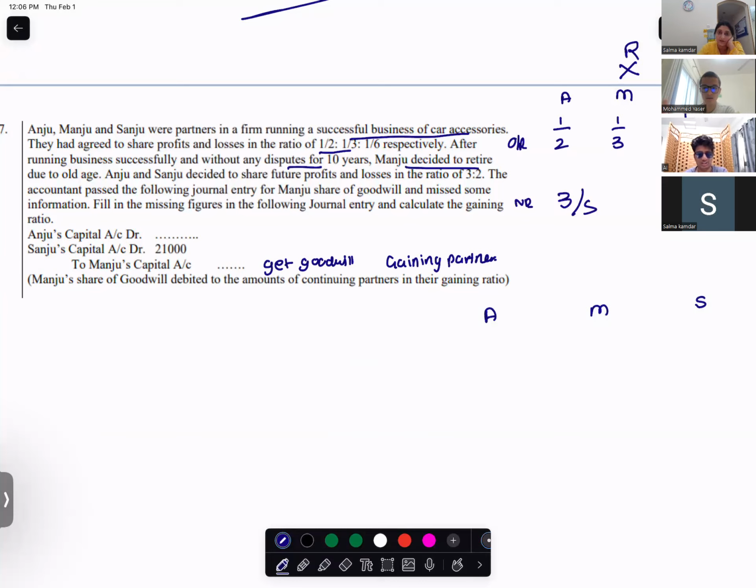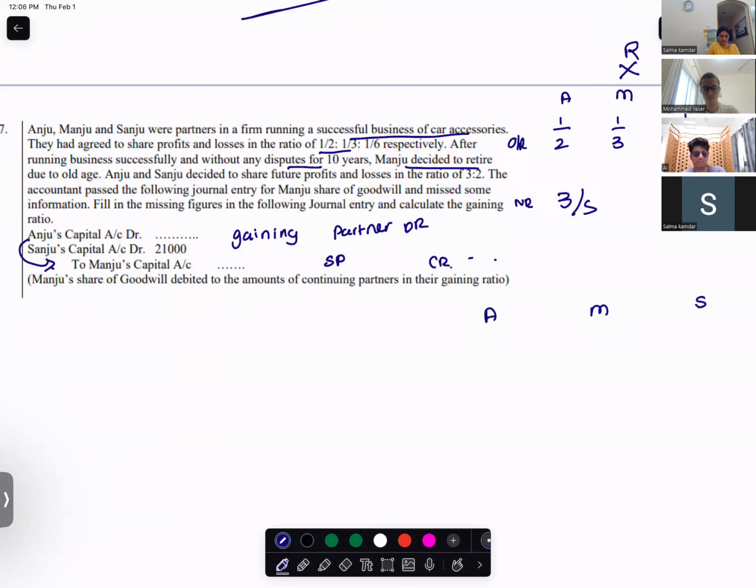And who's going to give that goodwill? The gaining partners, Anju and Sanju, sorry. Anju and Sanju will give Manju the goodwill, so they are going to gain because of Manju. So the adjustment entry for goodwill is gaining partners debit, sacrificing partner credit, because Manju is going to sacrifice her share of profits. Okay, fine.